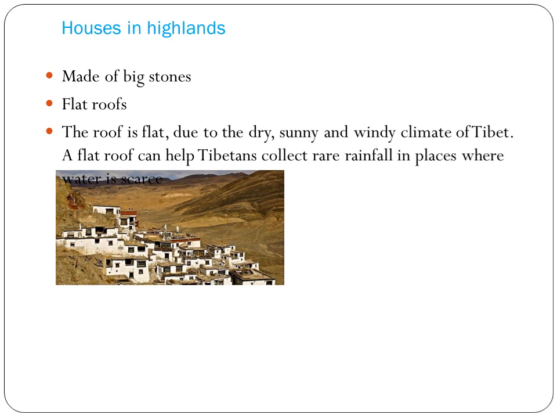Now next we'll look at another unique feature, that's the flat roof. Now the flat roof is due to the dry, sunny and windy climate of Tibet. And a flat roof helps them collect rainfall in places where water is scarce. That means it's very limited. They don't have that amount of rain. So whenever there's rainfall, they can collect the water and keep it for future use.